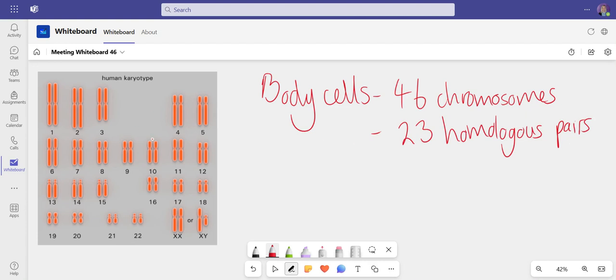Okay, now this picture here shows those 23 pairs of chromosomes. So you've got two chromosomes that we call chromosome 1. All right, that's a homologous pair. Homologous means that those two chromosomes in the pair have the same genes in the same places. So we call that at the same loci.